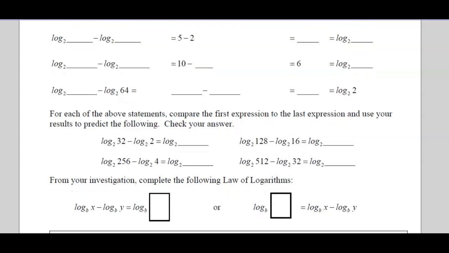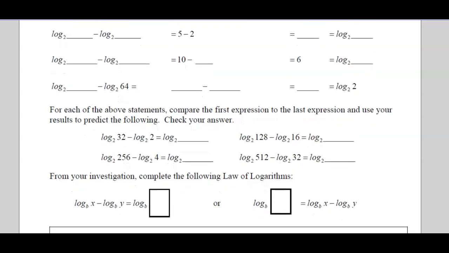So it says for each of the above, compare the first and the last and use the results to predict the following. So what we did, even before we started, we said if we're subtracting logs with the same base, we divide the arguments. 256 divided by 4 is 64. Remember, the coefficient in front has to be the same, preferably 1. If it's the same, you have to do a little bit more. In any case, here, dividing, that is what, 8? Dividing is 16, I think.